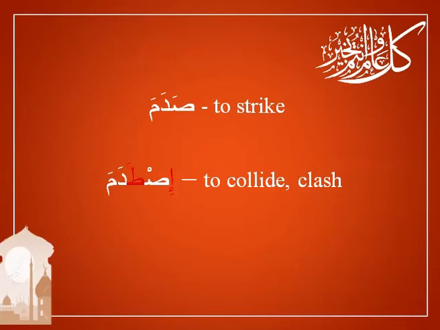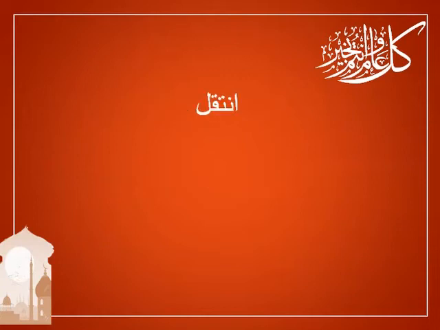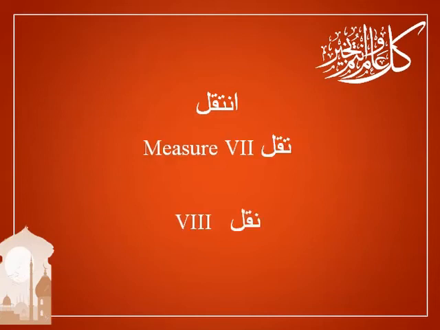Okay, last point. You've probably noticed by now, wow, some of these measures can be confusing. They can look like each other. Here's an example. Suppose you came across this word, intaqala. In fact, you have seen this word. Intaqala is, of course, to move. Let's say you didn't know this word and you wanted to look it up. Well, you would use your knowledge of roots and measures, but you would come across a problem. Is it 7 or 8? And in fact, according to the rules, it could be either.